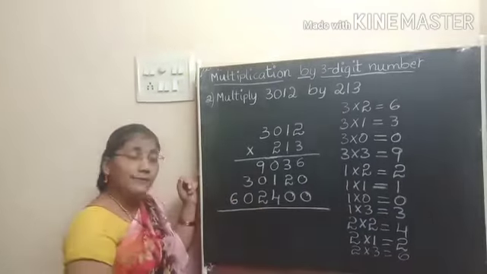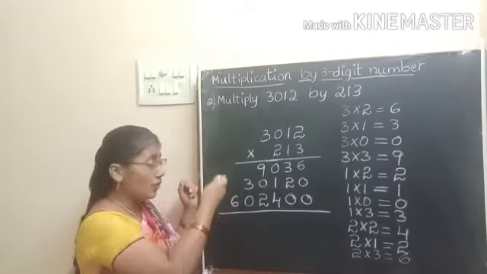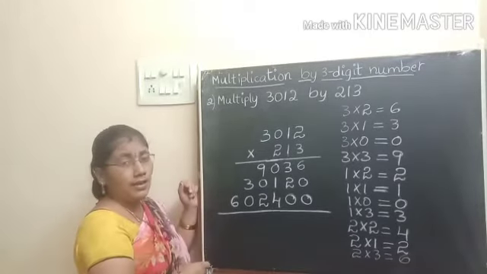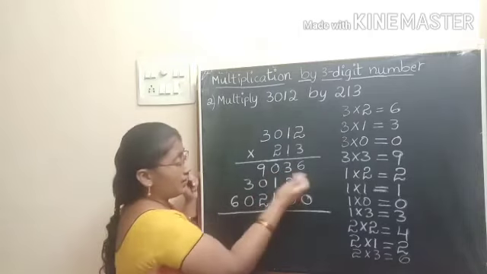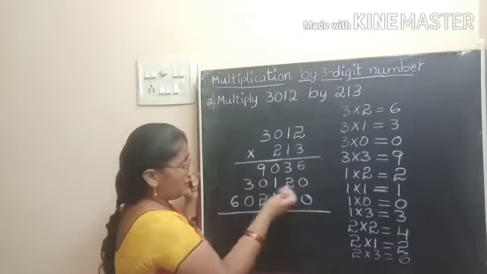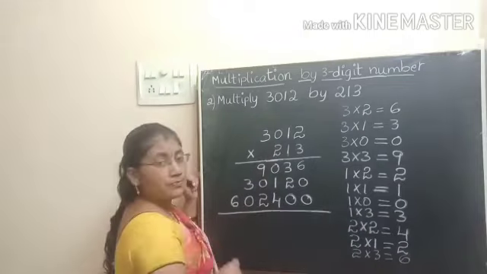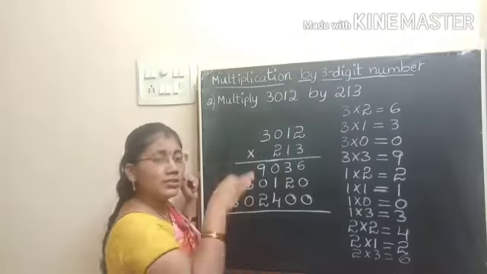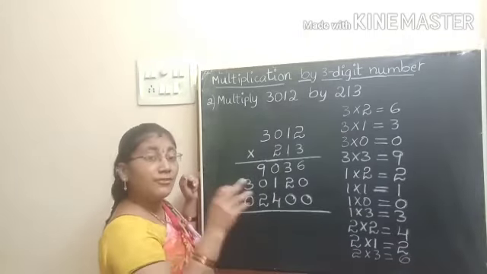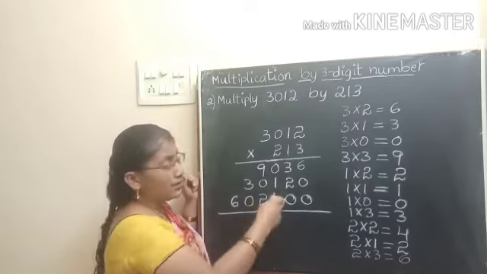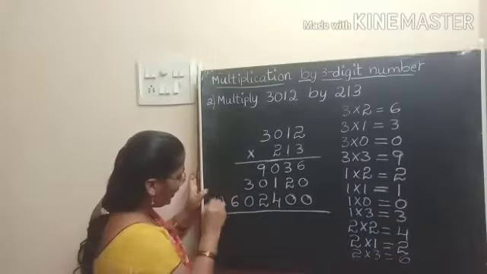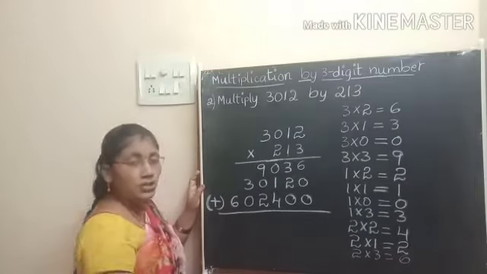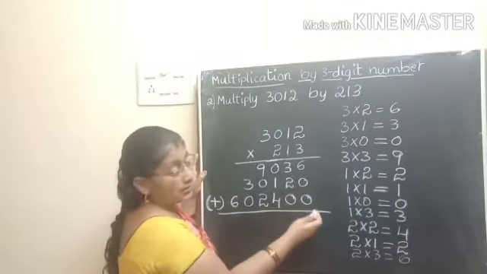Now we have to apply addition on these 3 lines, because this line belongs to 3, this line belongs to 1, and this line belongs to 2. These 3 lines belong to the result only. To get the final result, we should add these 3 lines. So we should apply addition. Understood, children? Add these numbers.